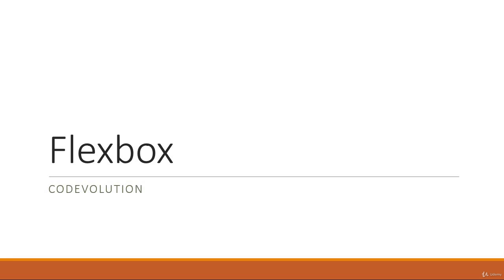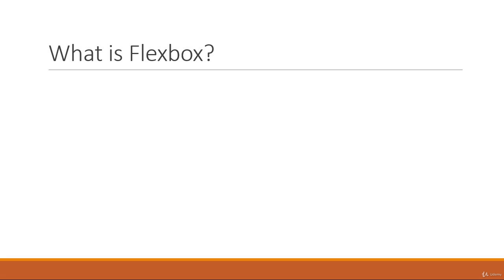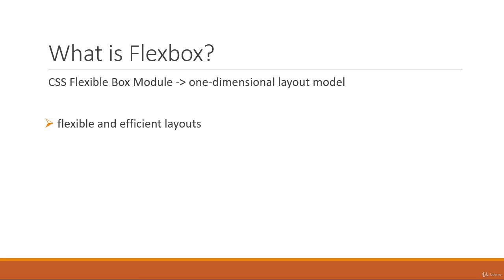In this video, I'm going to briefly introduce you to Flexbox, and in the rest of the series, we are going to learn how to make use of Flexbox for building layouts. So what is Flexbox? The CSS Flexbox Module, or simply known as Flexbox, is a one-dimensional layout model that makes it easy to design flexible and efficient layouts, distribute space among items, and control their alignment in a given container.